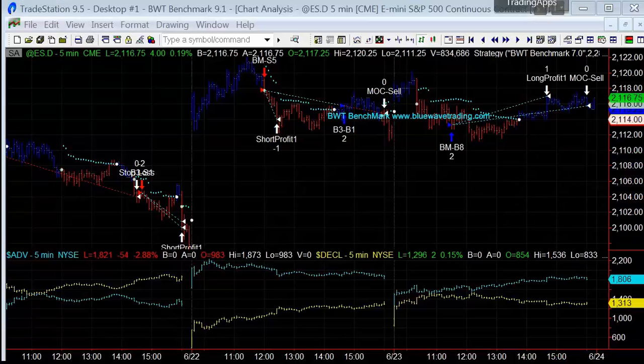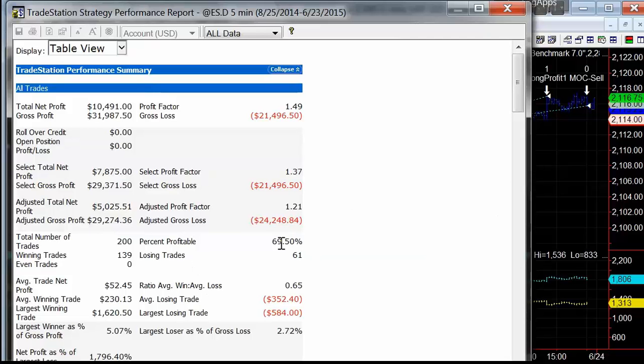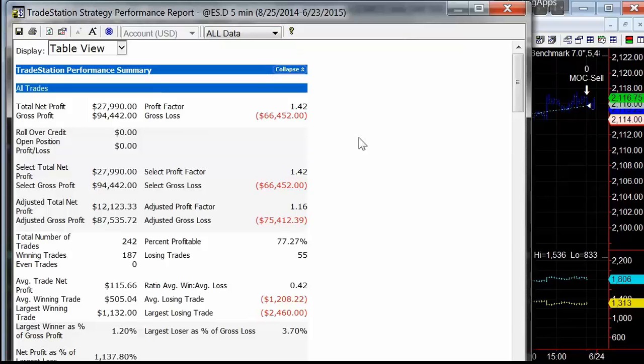So if you want to find out more about the BWT benchmark system, a system that you do not have to know a whole lot about trading or optimization or anything else, you can just simply plot it on the chart and trade it. But do know that a system like this will have winning and losing months, although the win percentage overall, I forgot to point out, is approximately 70%. This is the 2 contract version.